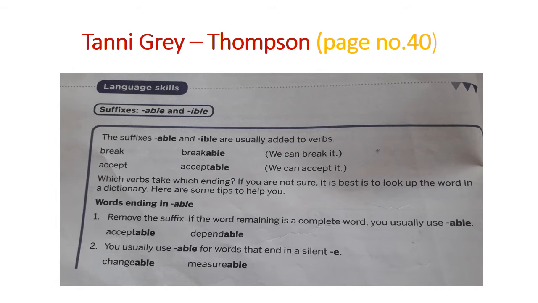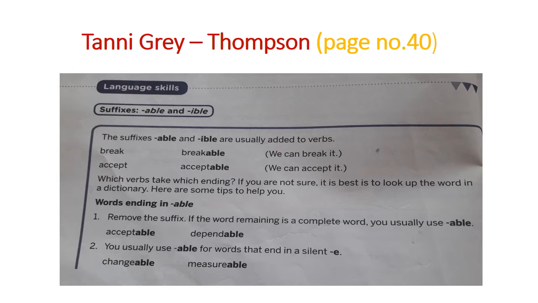The suffixes ABLE and IBLE are usually added to verbs. Example: break, breakable, accept, acceptable. Words ending in ABLE. Number 1, remove the suffix. If the word remaining is a complete word, you usually use ABLE. Acceptable. Accept is a complete word, so you can use ABLE, acceptable. Depend is a complete word, so dependable. So ABLE can be used.